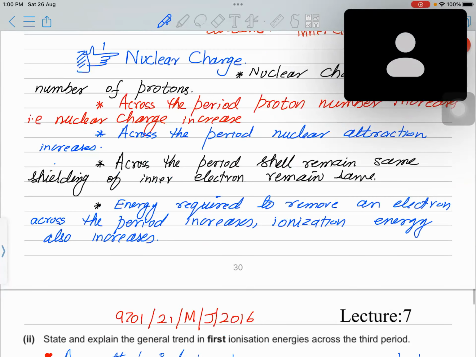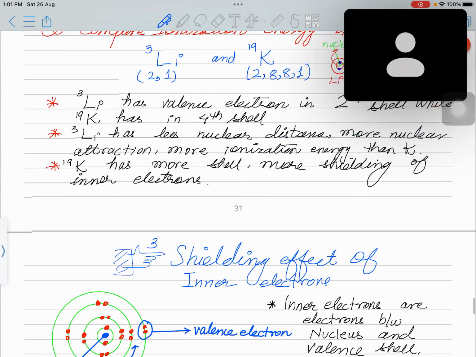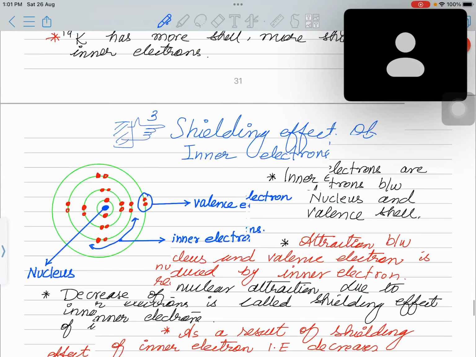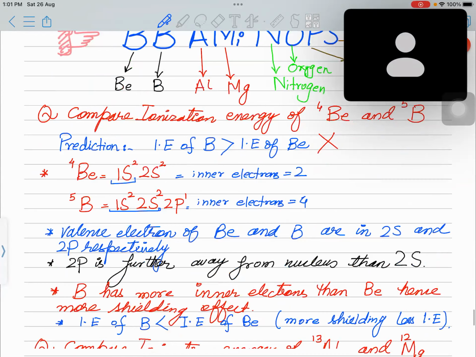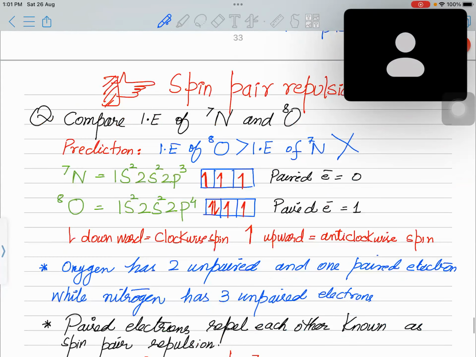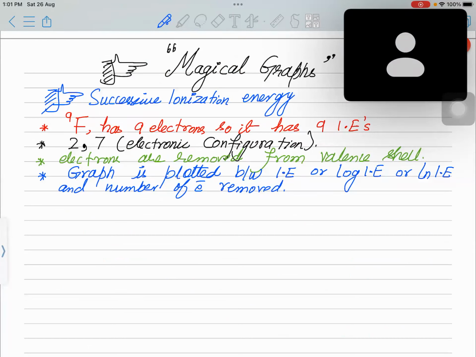We have discussed factors: nuclear distance, ionization energy, shielding effect, summary, and the BB amine ops. We have discussed spin pair repulsion. Now we are discussing the magical graph.